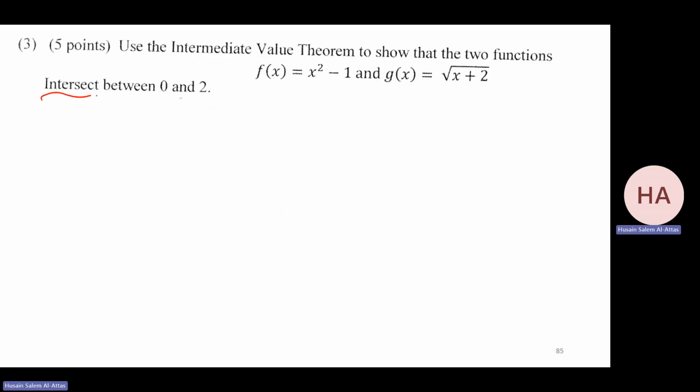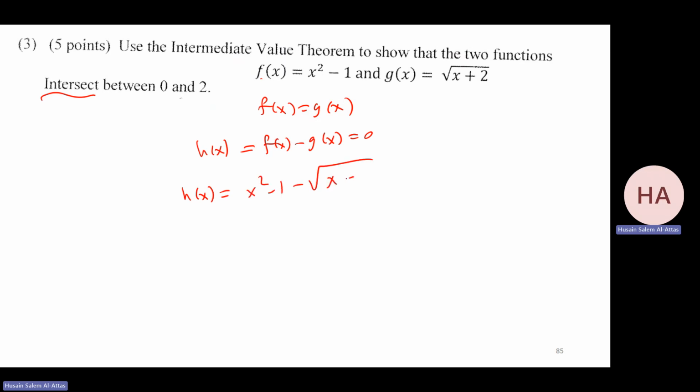Intersection, the two functions intersect. We did something like this. Intersect means they are equal, which means their difference is equal to 0. So you have this, we call it h of x. So my h of x is what? X squared minus 1 minus this.